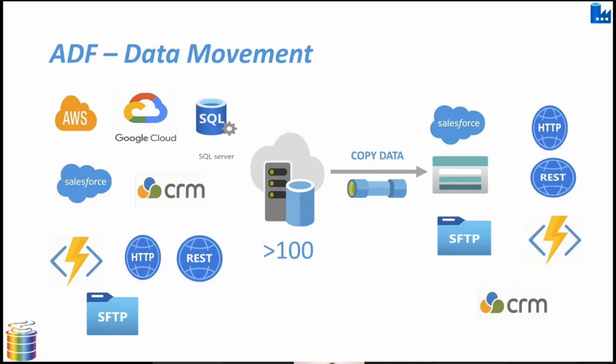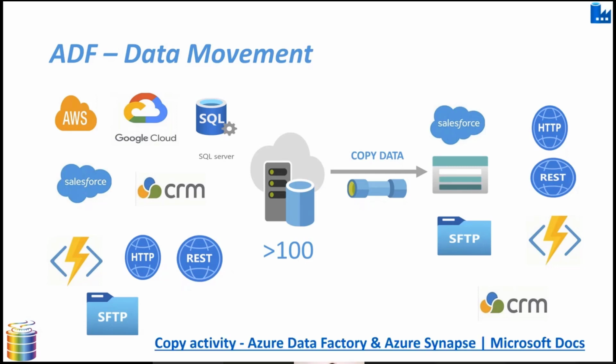There are more than 100 data sources available. You can use them as part of your sink data source, as part of your source data source, or both. Here is a link that helps you to move your data, and here you can find out which data source you can use as a source, a sink, or both. So these are the data movements in ADF.